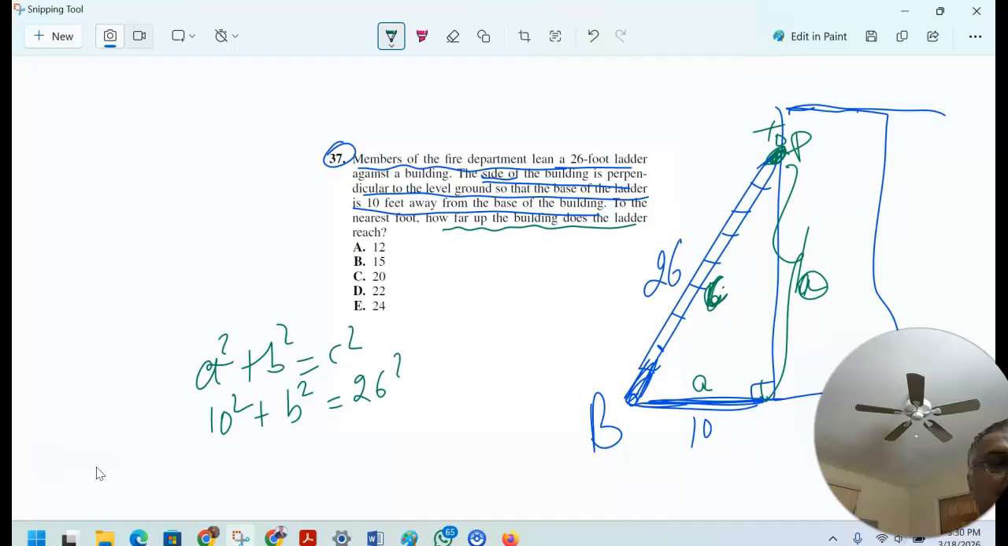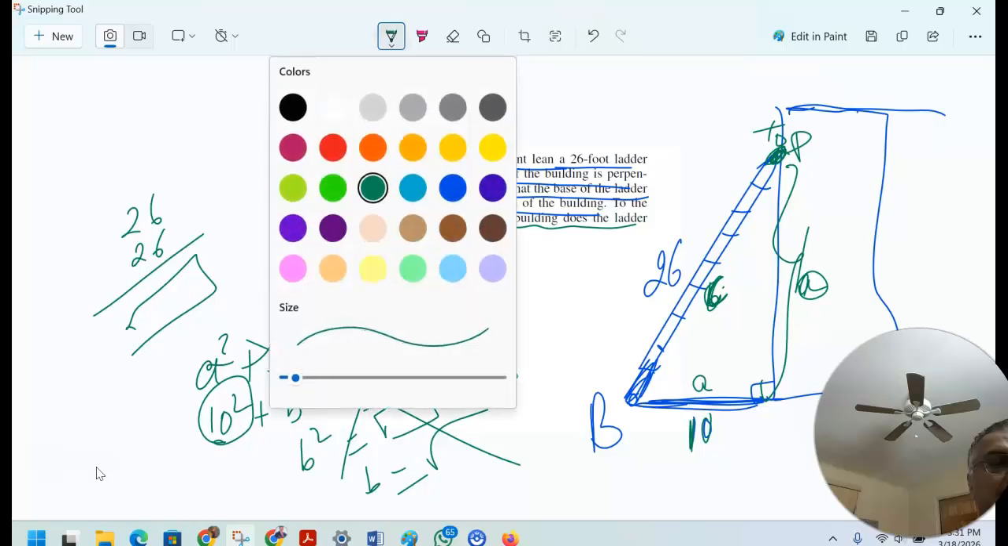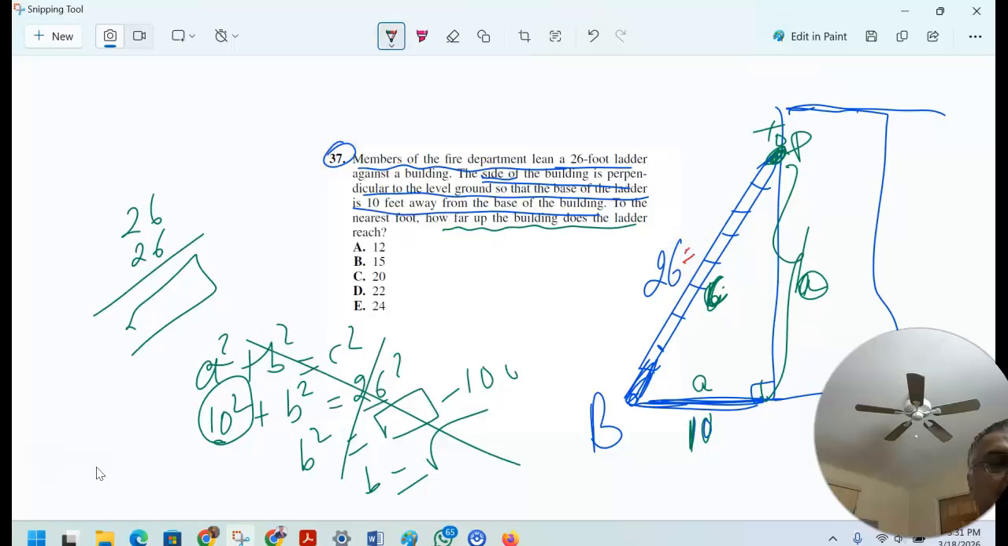So now if you do it like this, A squared will be 100, and if you subtract it from 26 squared, you'll have to multiply 26 and 26. That will be a big number, and then you have to subtract 100, and then take a square root, so much work. So there's an easy way out. You can see this 10 and this 26. If you divide both by 2, it becomes half. So that means you get a reduced triangle. Watch this.